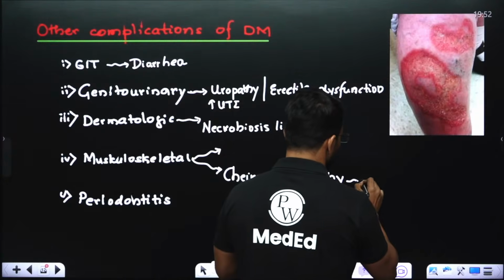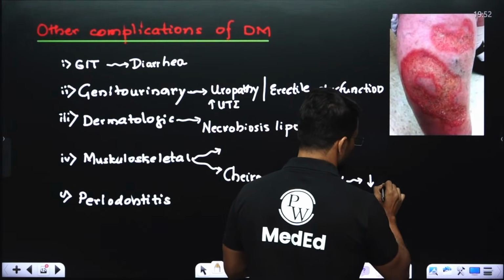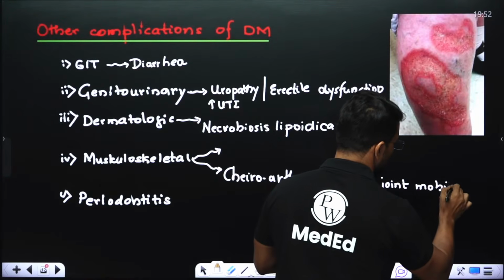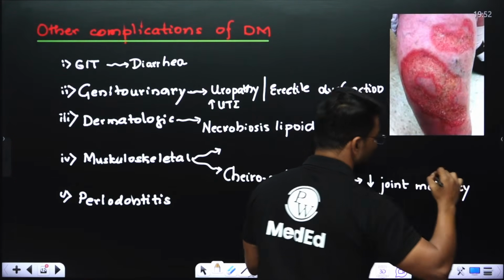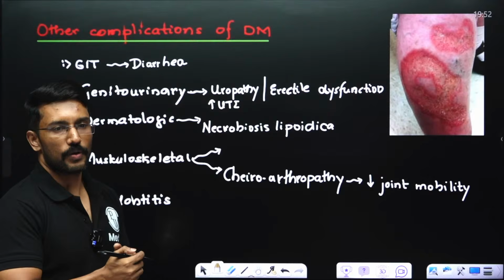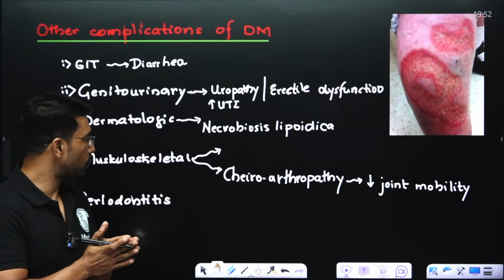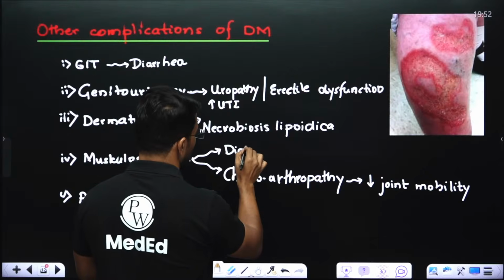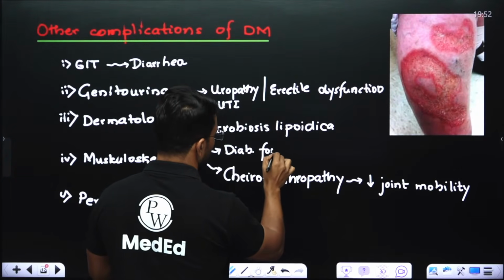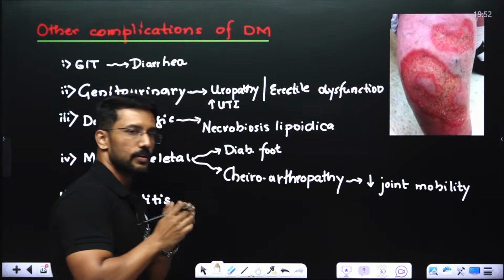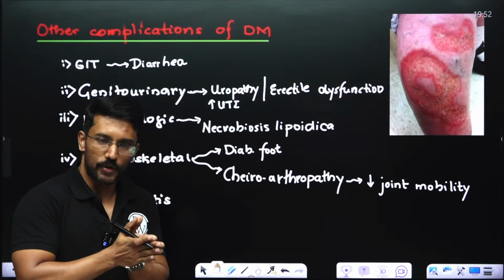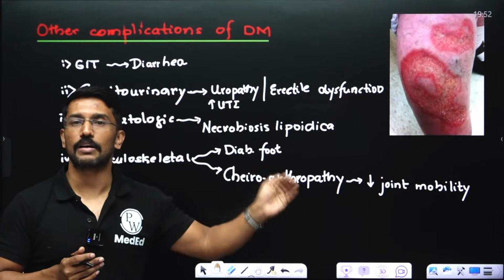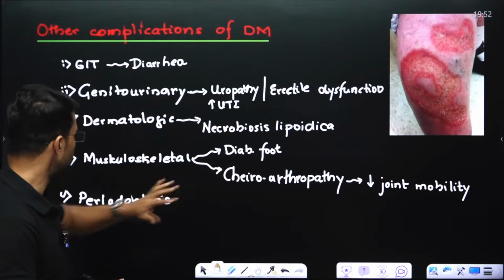So that's what we call cheiroarthropathy, decreased joint mobility. This is because of fibrosis of the skin and soft tissues around the joint. One of the mechanisms is transforming growth factor beta. Second, we develop something called diabetic foot, which is extensive destruction of the joints and non-healing wound put together, increasing the risk of amputations, right?